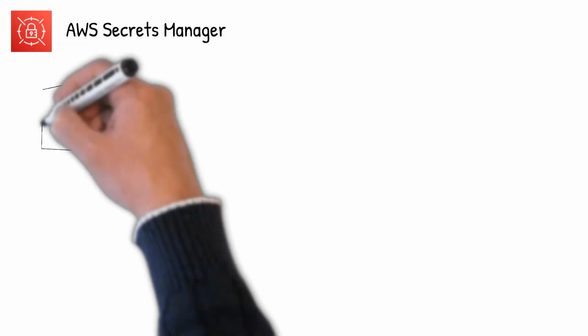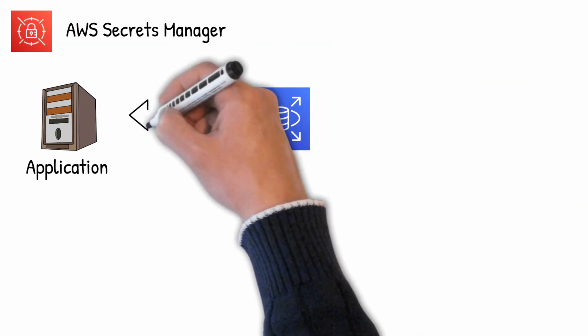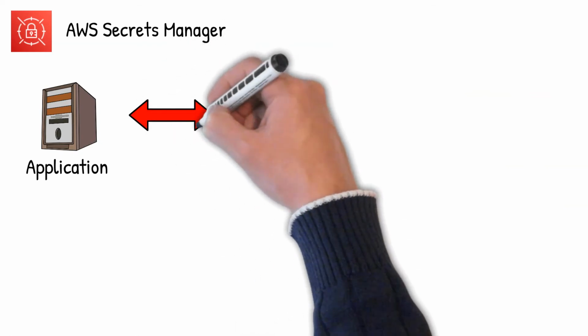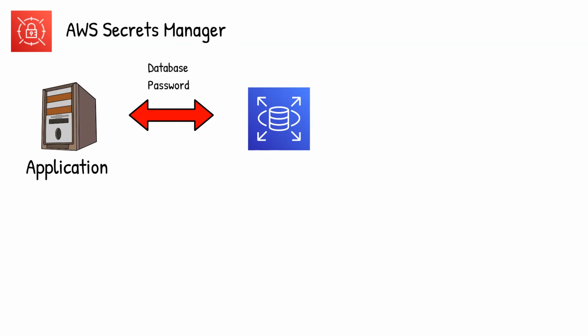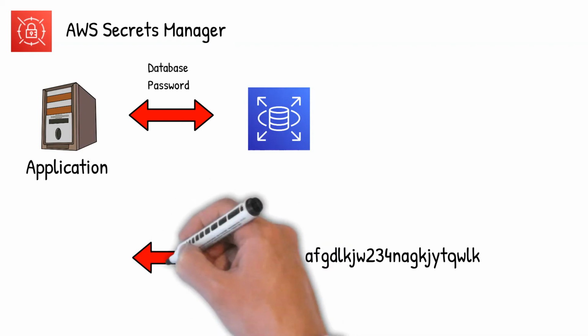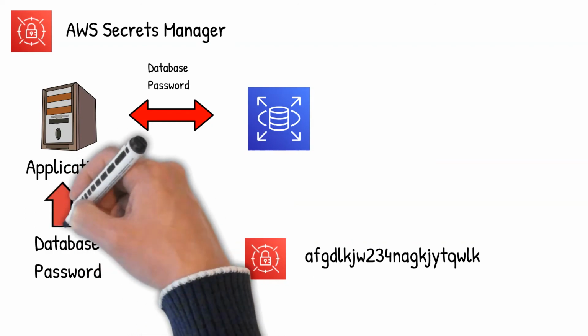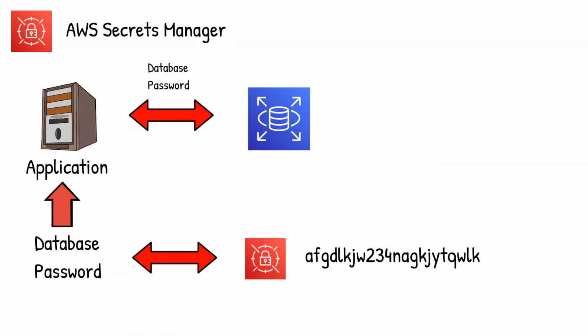AWS Secrets Manager. AWS Secrets Manager helps you protect secrets needed to access your applications, databases, or other AWS services, such as passwords or API keys. Users and applications retrieve secrets with a call to Secrets Manager APIs, eliminating the need to hard code sensitive information in plain text and without worrying about managing secret keys or interacting with the KMS system.